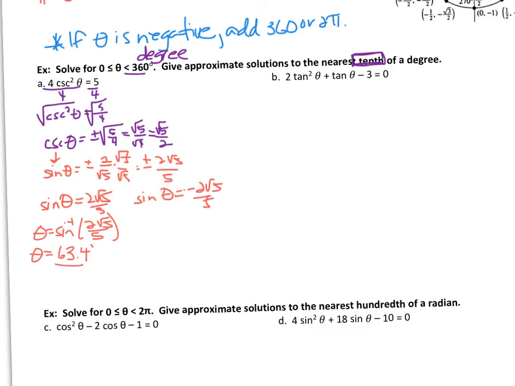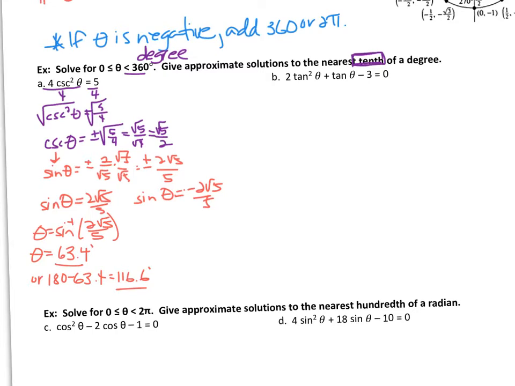To get the other counterpart for this solution, we subtract it from 180. We subtract the angle from 180. 180 minus 63.4 would be approximately 116.6. Now, that first angle is in quadrant 1, and the second angle ends up in quadrant 2. That's when sine would be positive, because that's the y-coordinate.